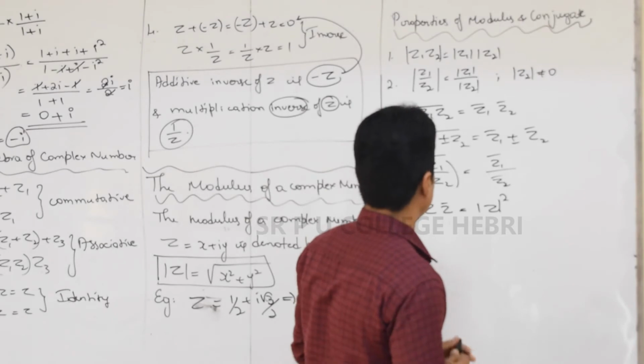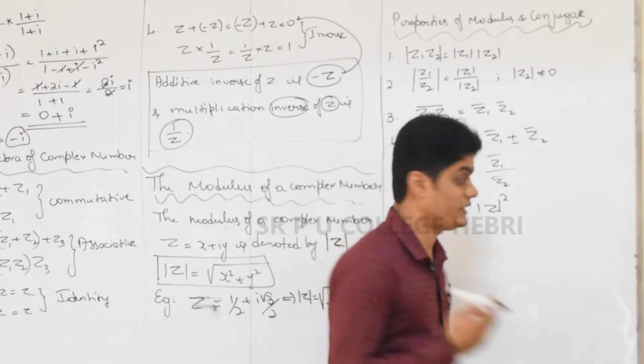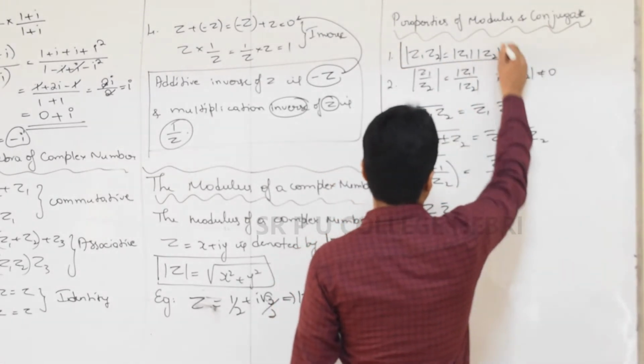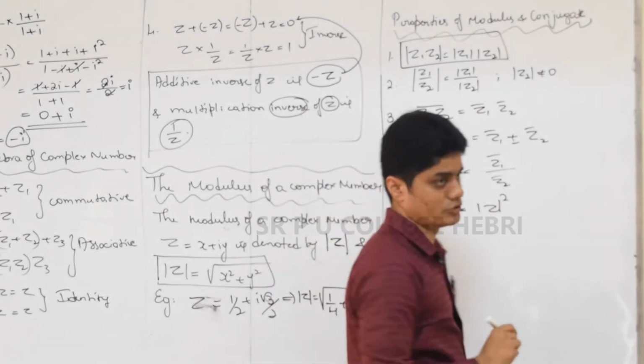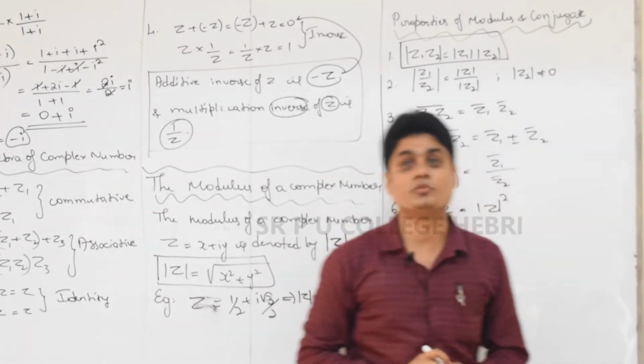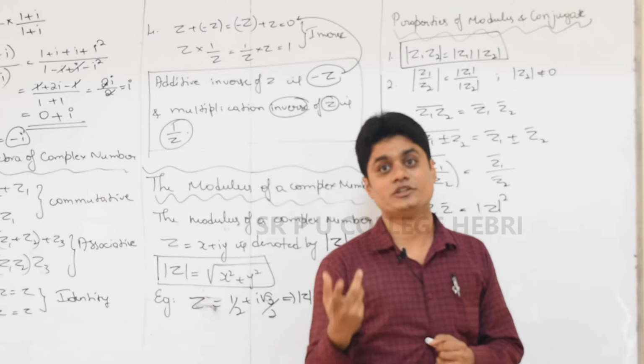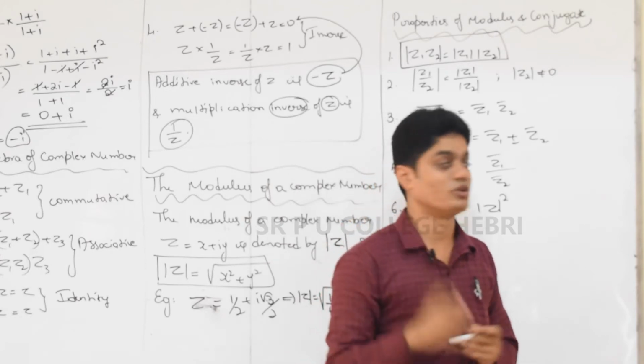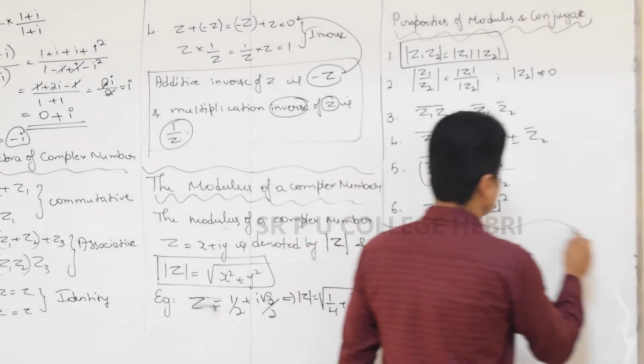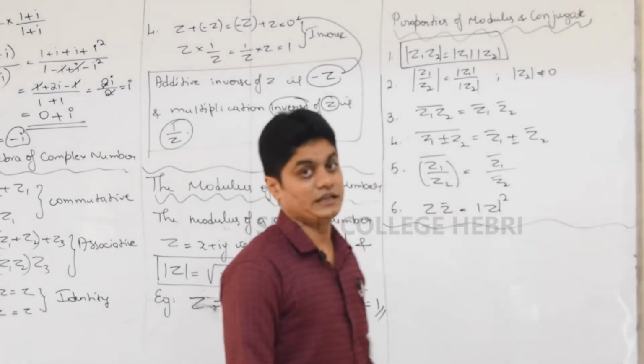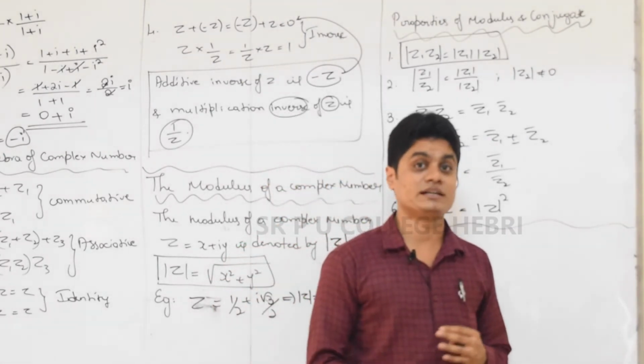The first property, very important, remember: mod of z1 into z2 is mod of z1 into mod of z2. I will just explain what is the use of this. You don't need the proof, you only need to know where and how to use it.